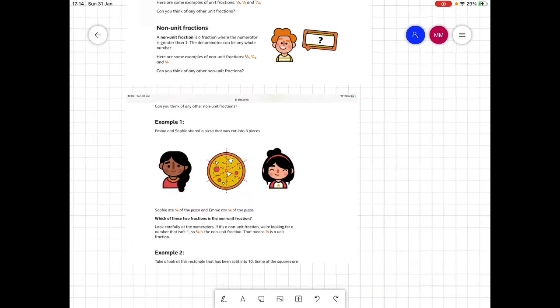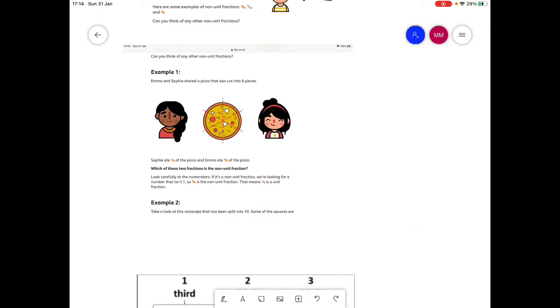So an example of this, boys and girls, is: Emma and Sophie share a pizza that was cut into 6 pieces. Sophie ate 1/6 of the pizza and Emma ate 5/6 of the pizza. Which of these two is the non-unit fraction? Was it 1/6 or 5/6? Look carefully at the numerator and it will tell you. So the answer was 5/6, a non-unit fraction, because the numerator was greater than 1.